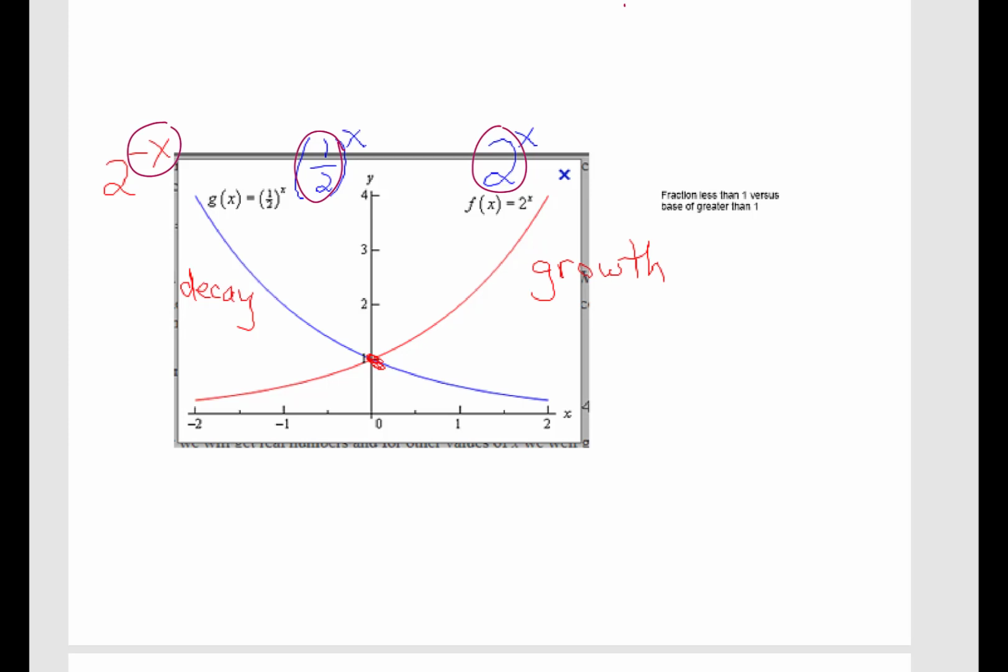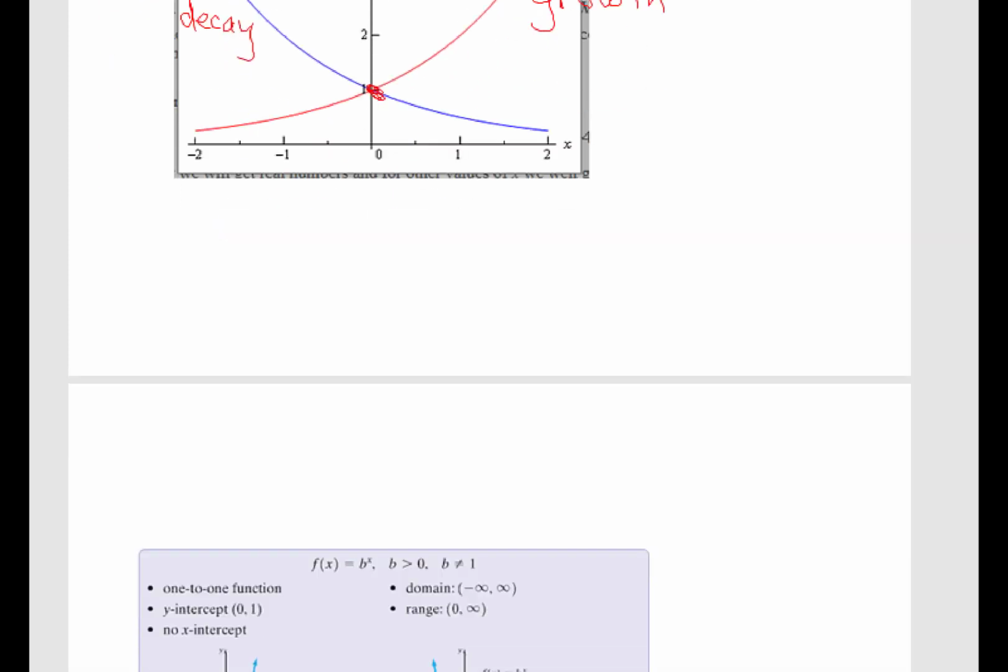Remember that when we had a negative exponent, we could put the base in the denominator, and then that exponent would be positive. That's what we're seeing there. But when you have a base that is less than 1, like this example with 1/2 to the x power, you have a function that shows decay. So less than 1, we have a downward sloping exponential function. A base that's greater than 1, we have an increasing exponential function.